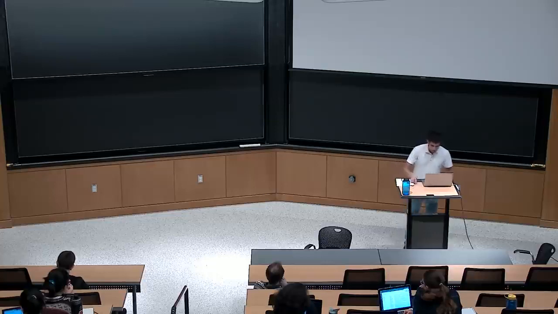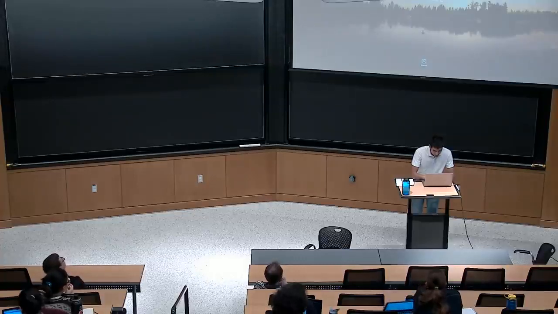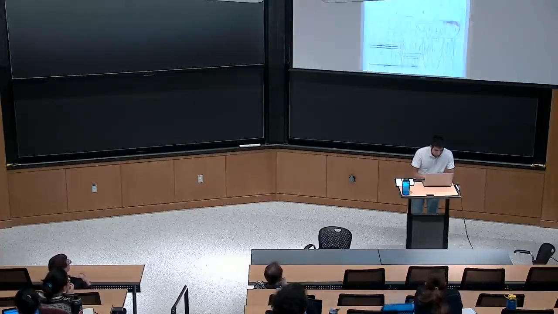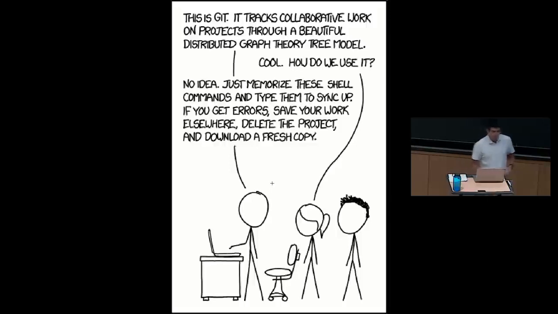One comic I want to show you, which was on the screen beforehand. Let me bring it back up. So this is an XKCD comic that illustrates Git's reputation. Let me read it out loud for you. This is Git. It tracks collaborative work on projects through a beautiful distributed graph theory tree model. Cool, how do we use it? No idea. Just memorize these shell commands and type them to sync up. If you get errors, save your work elsewhere, delete the project, and download a fresh copy.